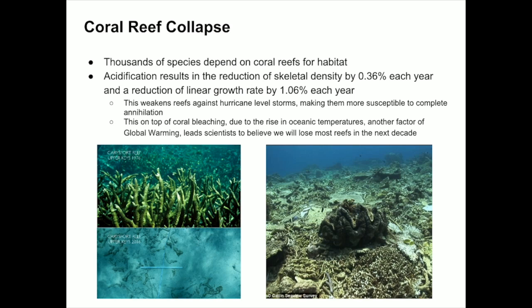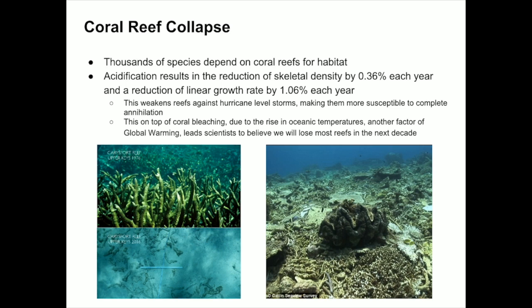Coral reef collapse. Thousands of species are dependent upon coral reefs for their habitats, as I'm sure you all know. And acidification results in the reduction of skeletal density of reefs by 0.36% each year and a reduction of linear growth by 1.06% each year. This weakens reefs against hurricane-level storms, making them more susceptible to complete annihilation. On the right, I've included a picture of the Great Barrier Reef after a hurricane, and as you can see, it's been decimated due to its lacking structural needs, and it wasn't able to withstand the effects of the storm.